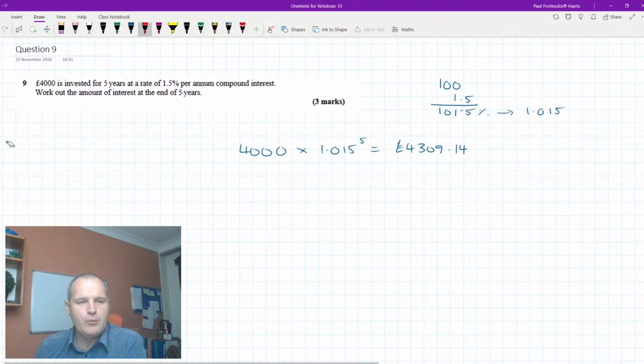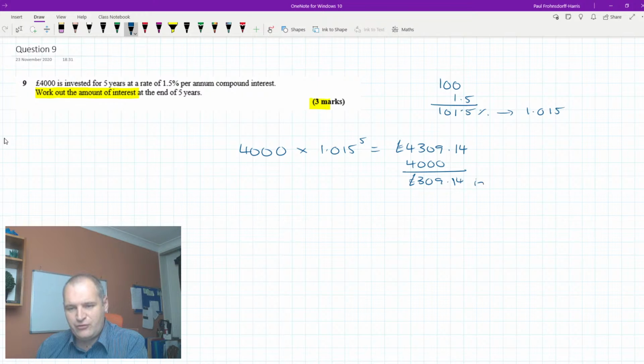Now the thing is, some people will not notice it doesn't say how much I got, it says just work out the interest. Lots of people will not get full marks here because they'll do this calculation and think, oh, I'm brilliant, and they won't notice it only asked about interest. So now we must take away our original amount and write down that £309 is the interest, because we started with 4,000, so we have to take that away. If you don't do that bit, you will throw marks away. It is the amount times the percentage to the power of years, but we then take away the original amount if we're trying to work out just the interest. Pause window.